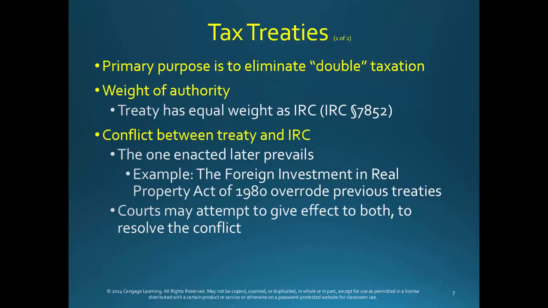Now we move to tax treaties. The primary purpose is to eliminate double taxation. The weight of authority: a treaty has equal weight as the Internal Revenue Code, Section 7852. If there's a conflict between a treaty and the Internal Revenue Code, the one enacted later prevails. Courts may attempt to give effect to both to resolve the conflict.